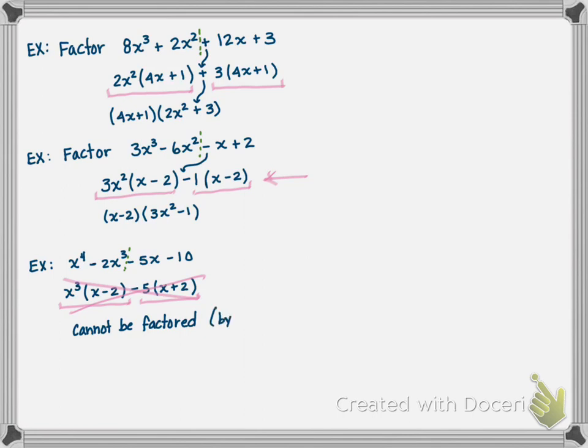Technically we say it cannot be factored by grouping, because there are some ways to factor four-term polynomials that aren't grouping, but we won't do any of them, so you can just say it can't be factored, or that it's prime, which means that it's a polynomial that can't be factored.